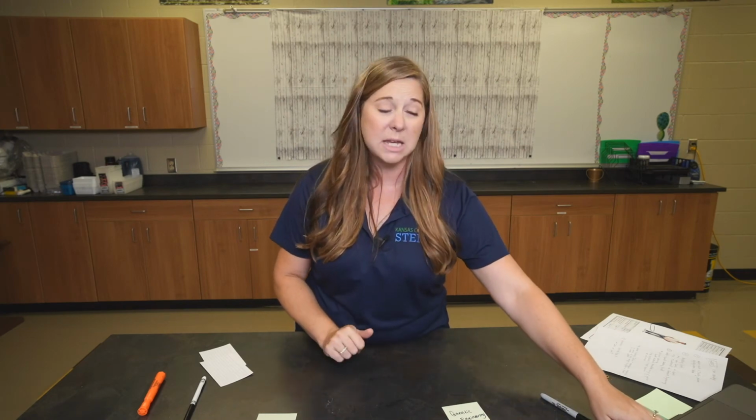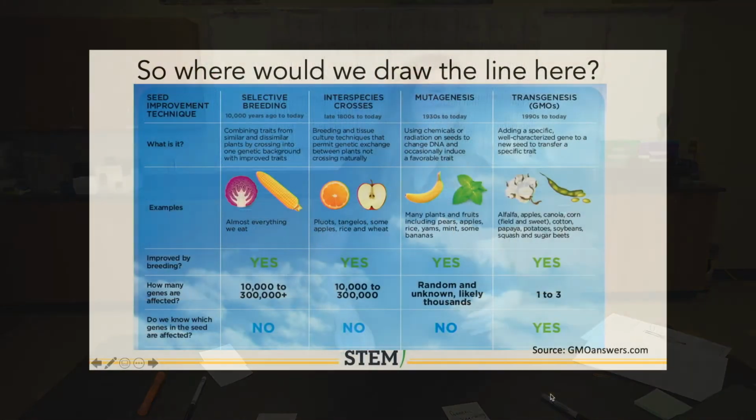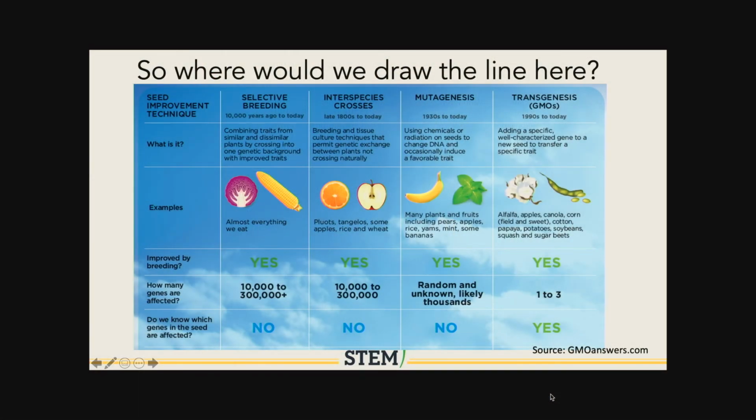Here's another example. Once you have it sorted, have them take a look at this. So where would you draw the line here? Selective breeding, we can see, has 10,000 to 300,000 possible genes being affected. But remember, we want to go all the way down to one or a few. So as we walk our way from left to right, we can see interspecies crosses, that has quite a few.